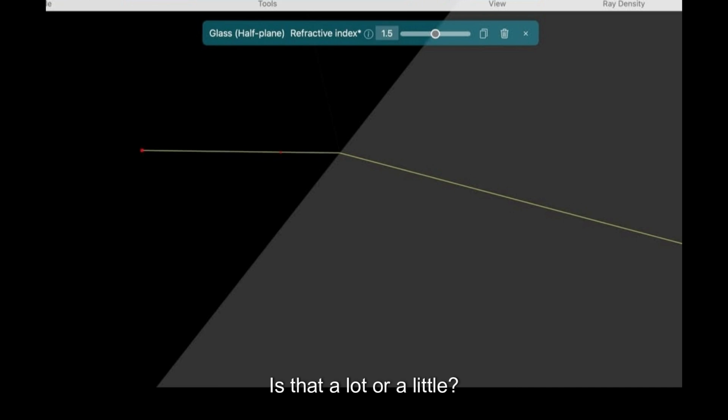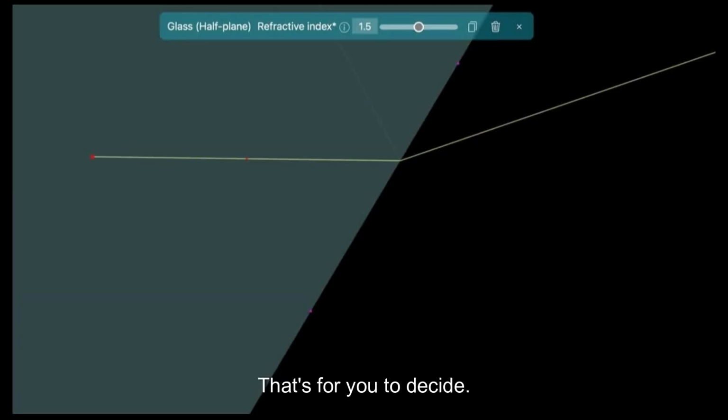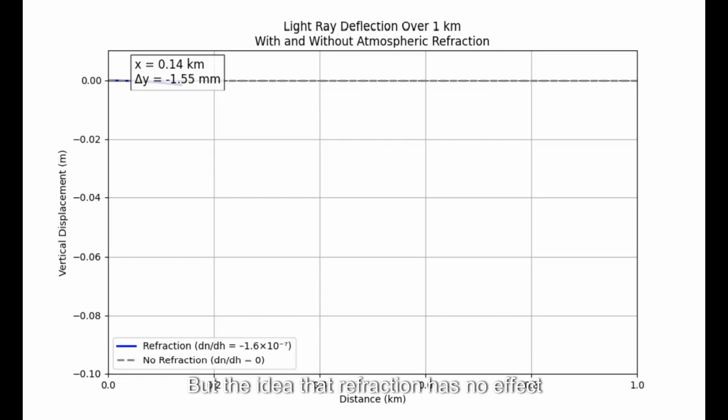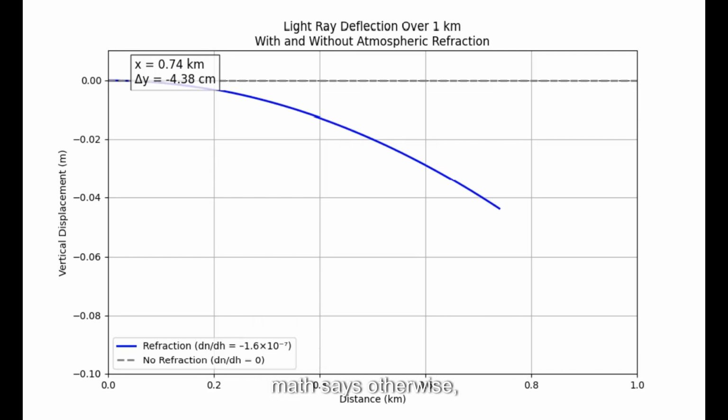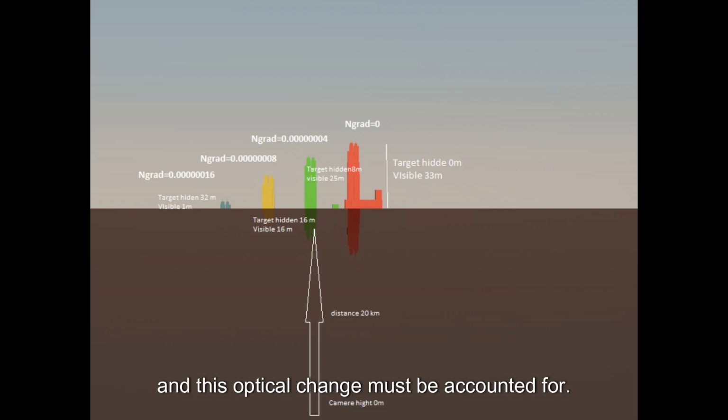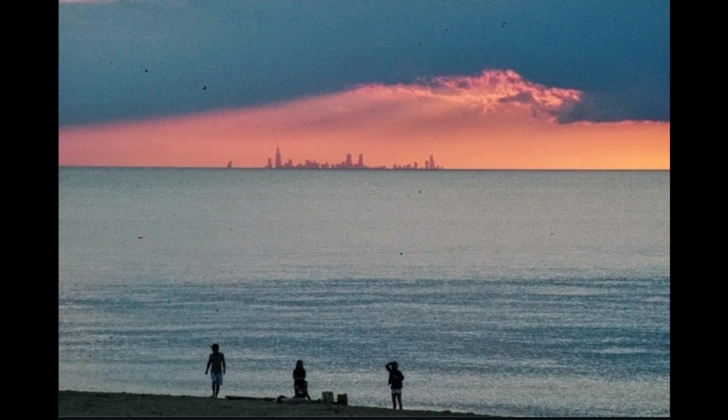Is that a lot or a little? That's for you to decide. But the idea that refraction has no effect on what we see is simply absurd when the math says otherwise. And this optical change must be accounted for, whether we stand on a flat or a curved surface. The path of light depends on refraction, and that truth does not disappear.